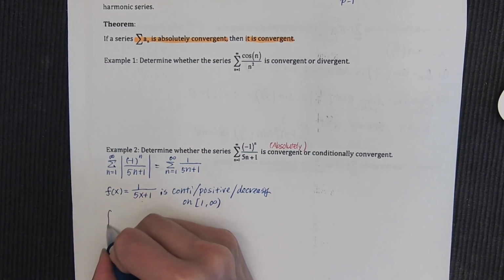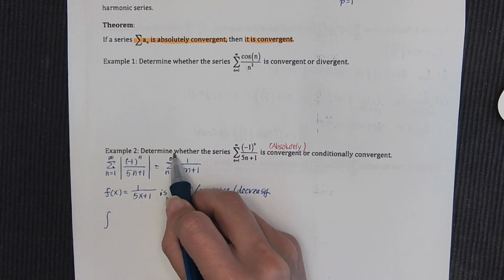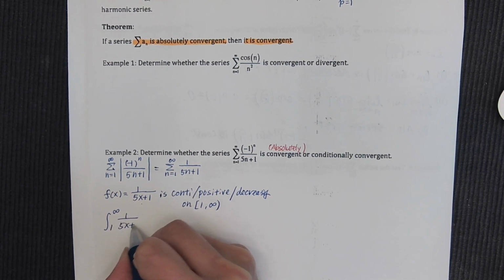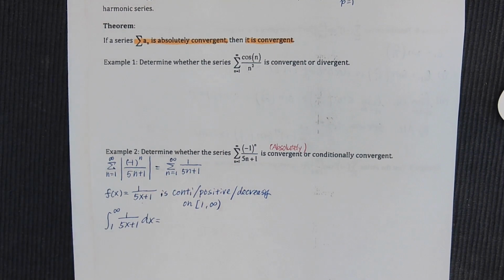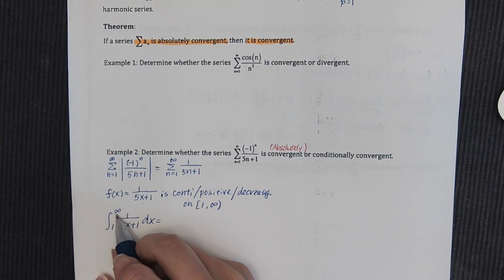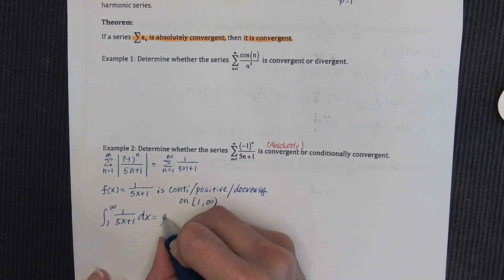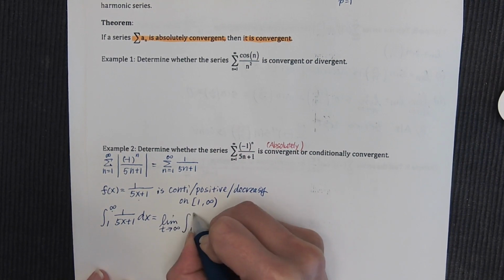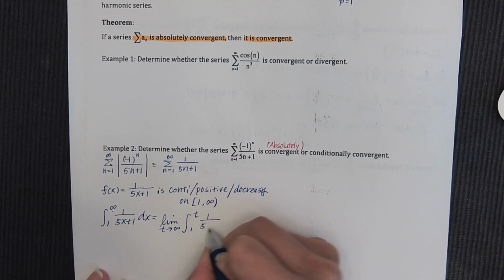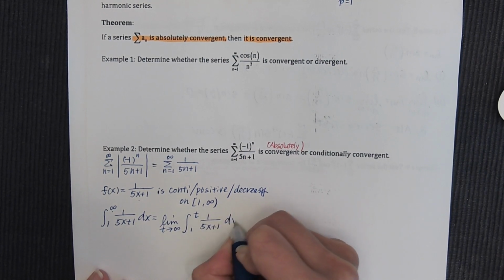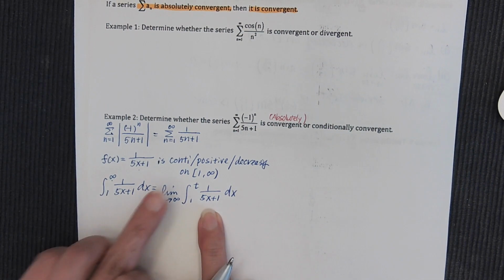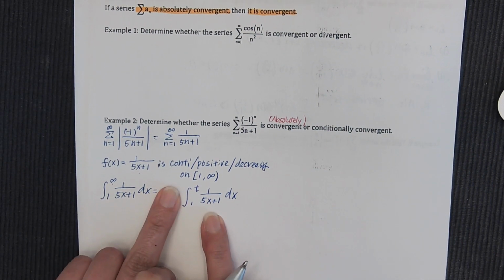So the integral goes from 1 to infinity of 1 over 5x plus 1 dx. Again, I cannot plug in the infinity, so I take it as a limit: as t goes to infinity, the integral from 1 to t of 1 over 5x plus 1 dx. You guys remember that integral. How do you take it? That one is not too hard.